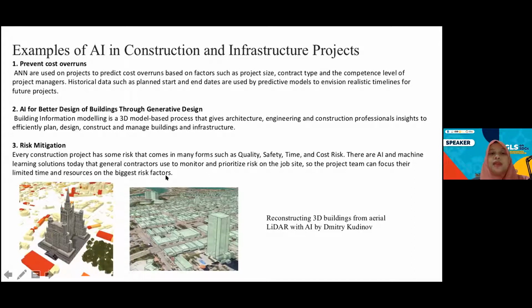The third is about risk mitigation. Every construction project has some risks that come in many forms, such as quality, safety, time, and cost risk. There are AI and machine learning solutions today that general contractors use to monitor and prioritize risk on the job site, so the project team can focus their limited time and resources on the biggest risk factors.